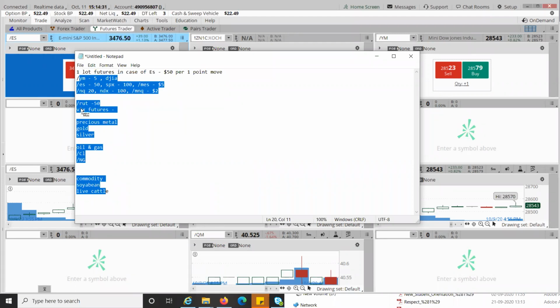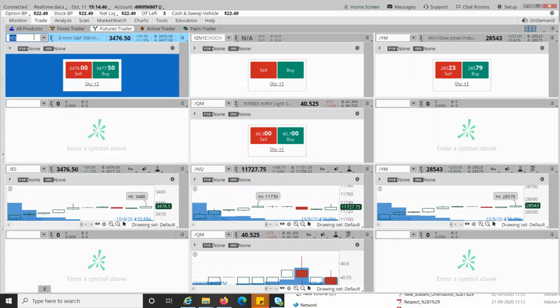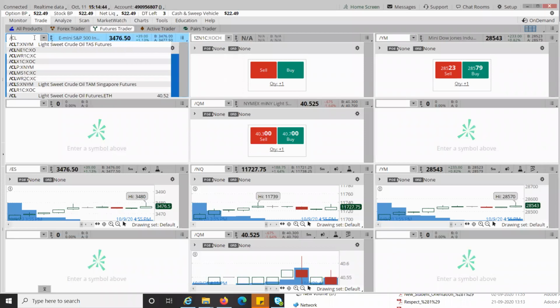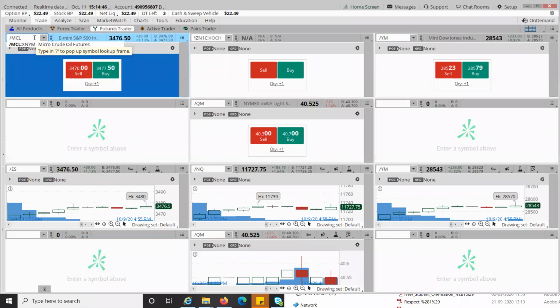Naval, one quick question. Yes. Is there a micro for crude as well? I have not tried that. Okay. All right. Let's just check it. Yes, you have micro crude futures as well. All right. Thanks.